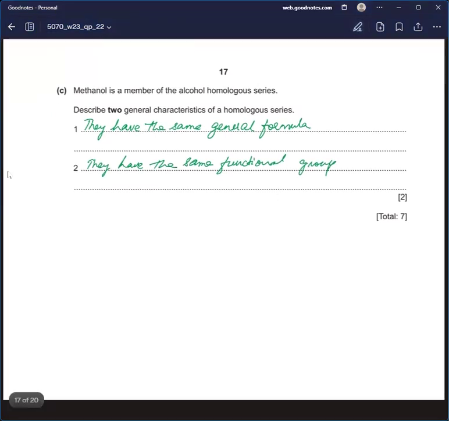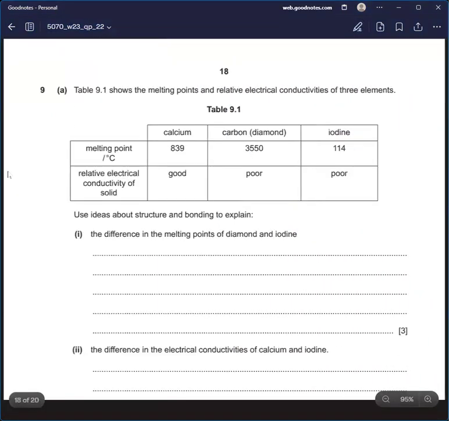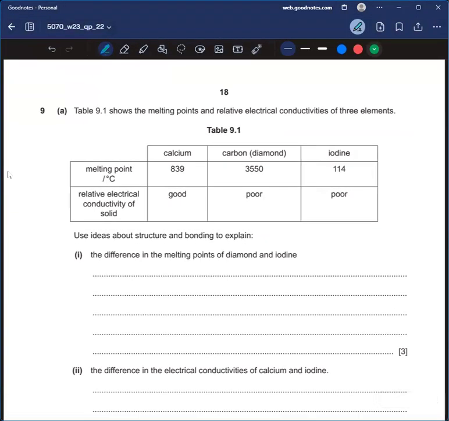Okay, and let's move towards question number 9. Table 9.1 shows the melting points and relative electrical conductivities of three elements. Here is Table 9.1. Use ideas about structure and bonding to explain, part 1, the difference in the melting points of diamond and iodine.